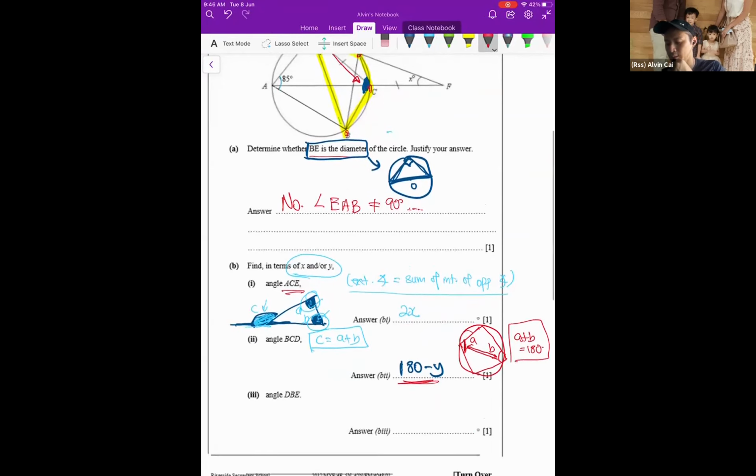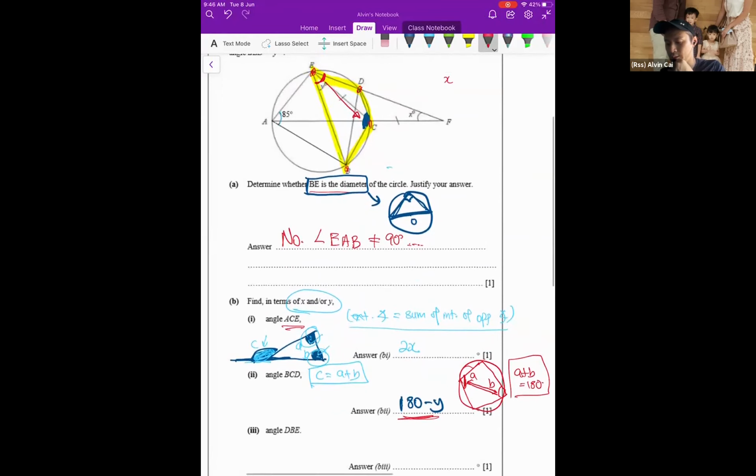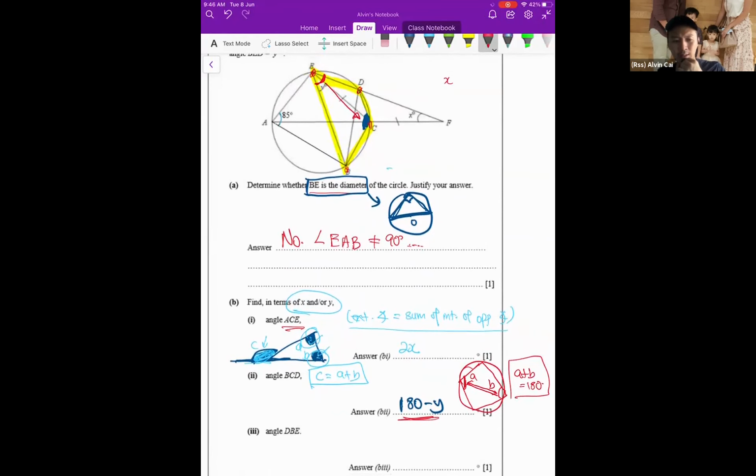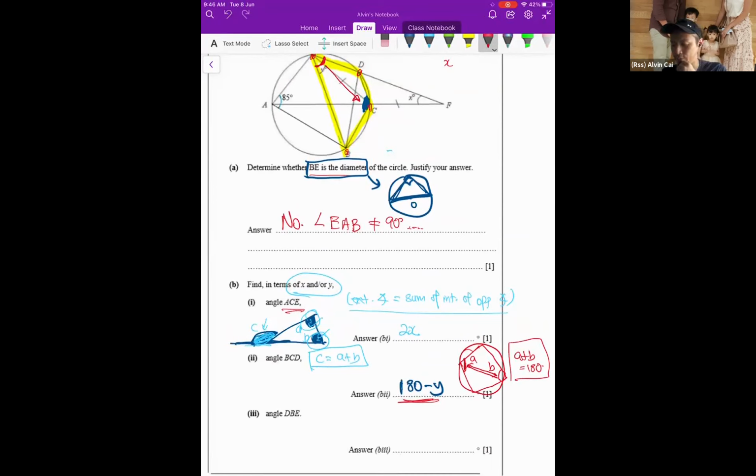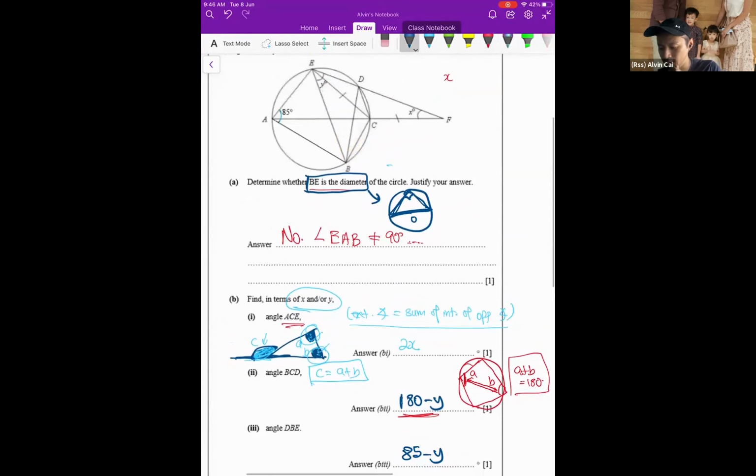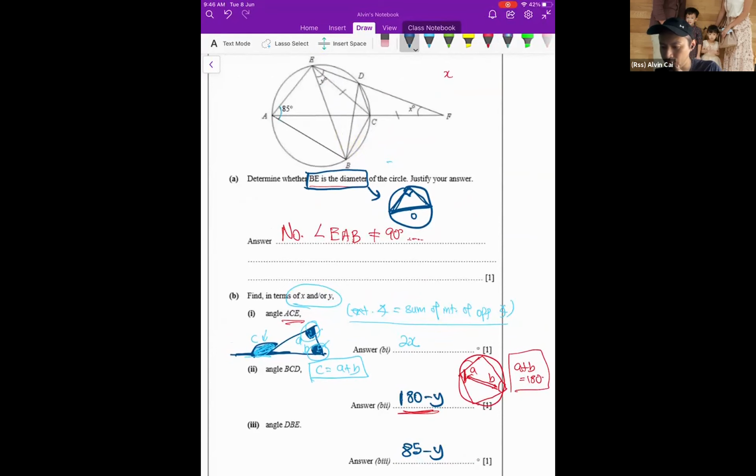Next, DBE. The answer given will be 85 minus y. So how do you get that? 85 minus y. Let me take a look. DBE is right over here, B and E. So this is the angle.